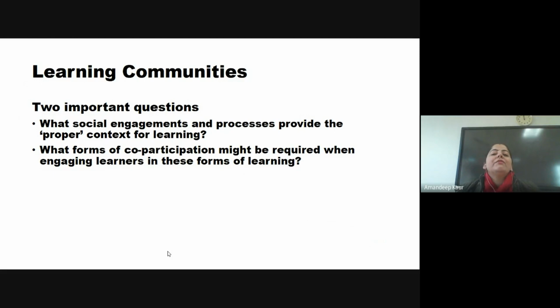That kind of activity needs to be thought of by the teacher, maybe in a semester one or two activities where, while sitting in a social setting, students can be mindful of the information or the activity given by the teacher. The second question is, what form of co-participation might be required when engaging the learners in these forms of learning?